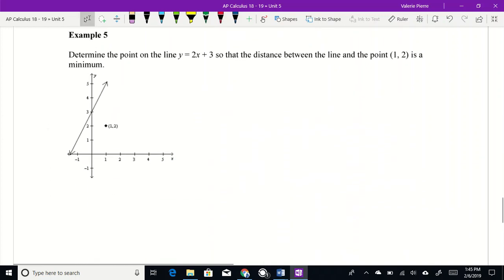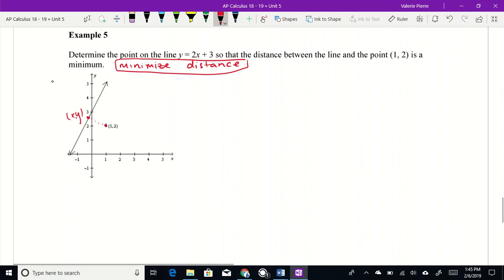Example number 5 is a bit trickier. You want to determine the point on the line y equals 2x plus 3 so that the distance between the line and the point (1, 2) is a minimum. So here we're trying to minimize distance. Okay, so we want some point (x, y) where the distance between that point and (1, 2) is minimized.